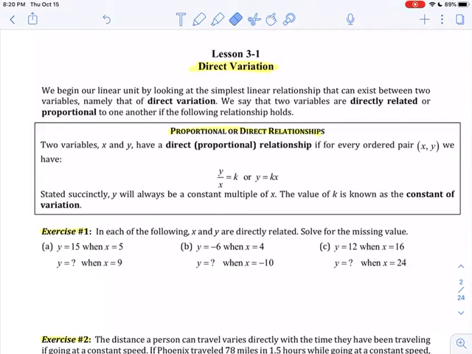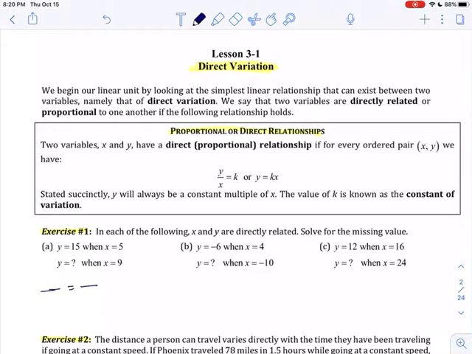Basically we can say that two variables are directly related or proportional if the following relationship holds. If I have two variables, x and y, they have a direct proportional relationship if for every ordered pair x, y, we can say that y over x equals k, or y equals k times x. And k is just the constant of variation.